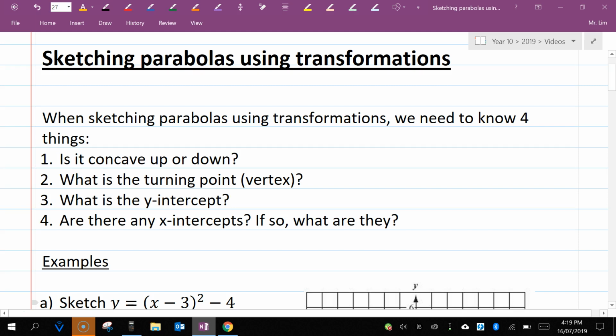In this video, we're going to be looking at sketching parabolas using transformations. When sketching parabolas using transformations, we need to know four things. Is it concave up or down? What is the turning point or the vertex? What is the y-intercept? And are there any x-intercepts? If so, what are they? So we're going to go through 5 examples today.